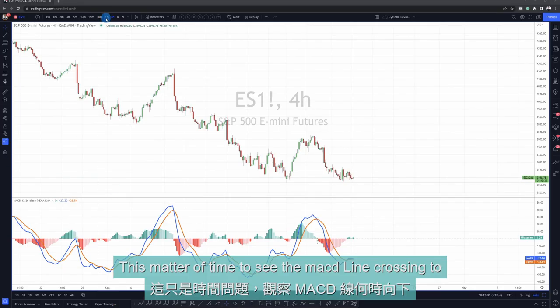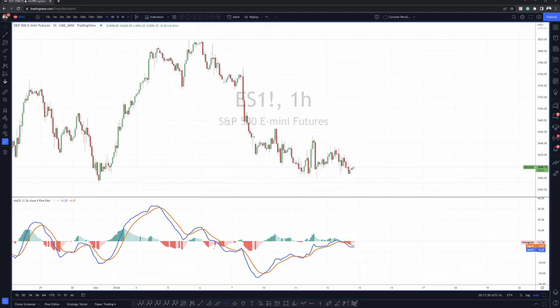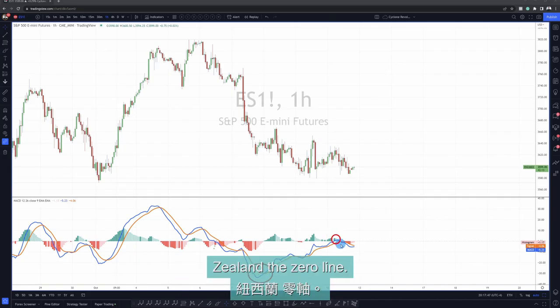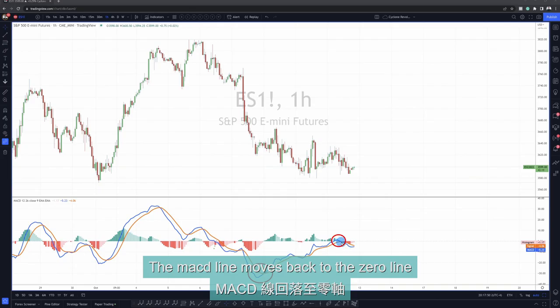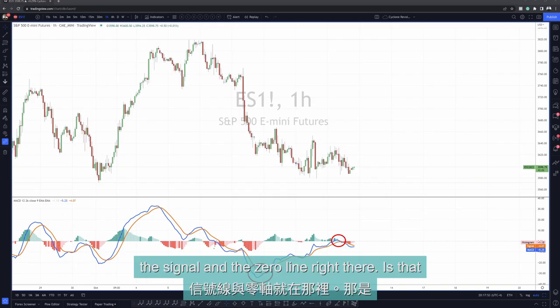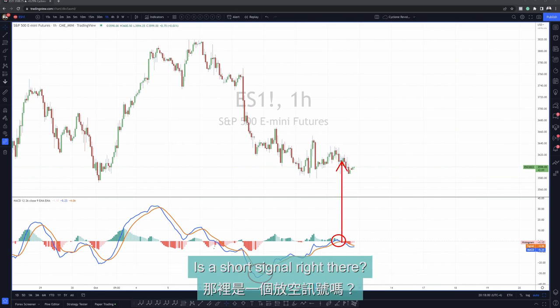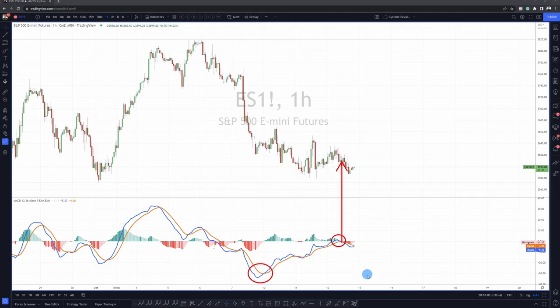Let's have a look at the hourly chart. So we have the MACD line under the zero line. The MACD line moves back to the zero line. The MACD line crosses down the signal and the zero line right there. Is that a bear signal? Yes. It's a short signal right there. So currently, it's short on the hourly chart.